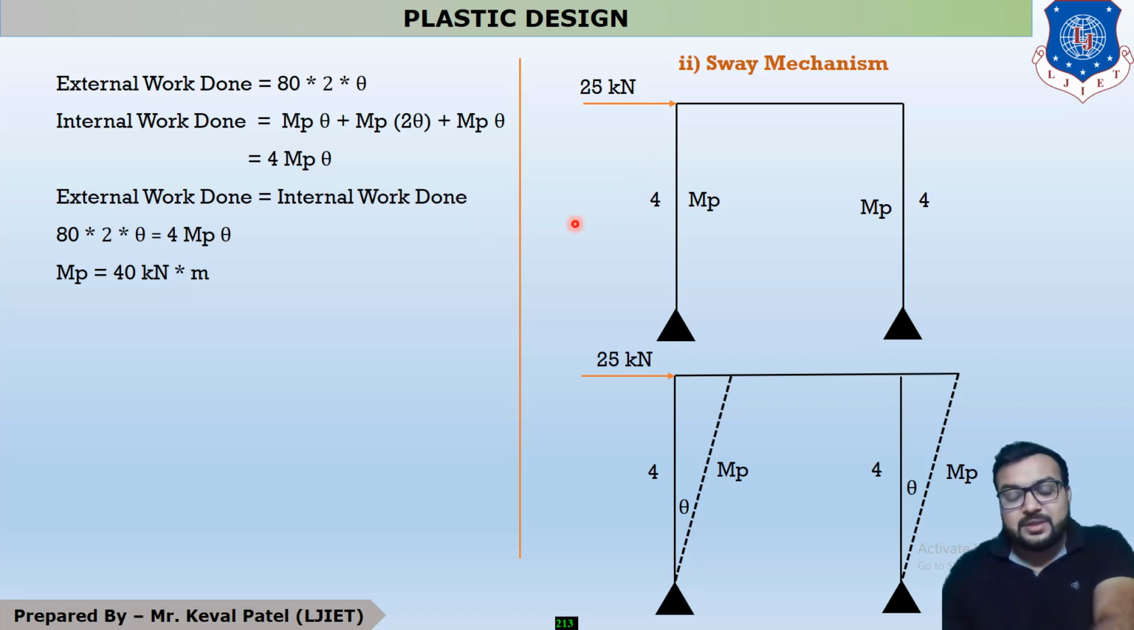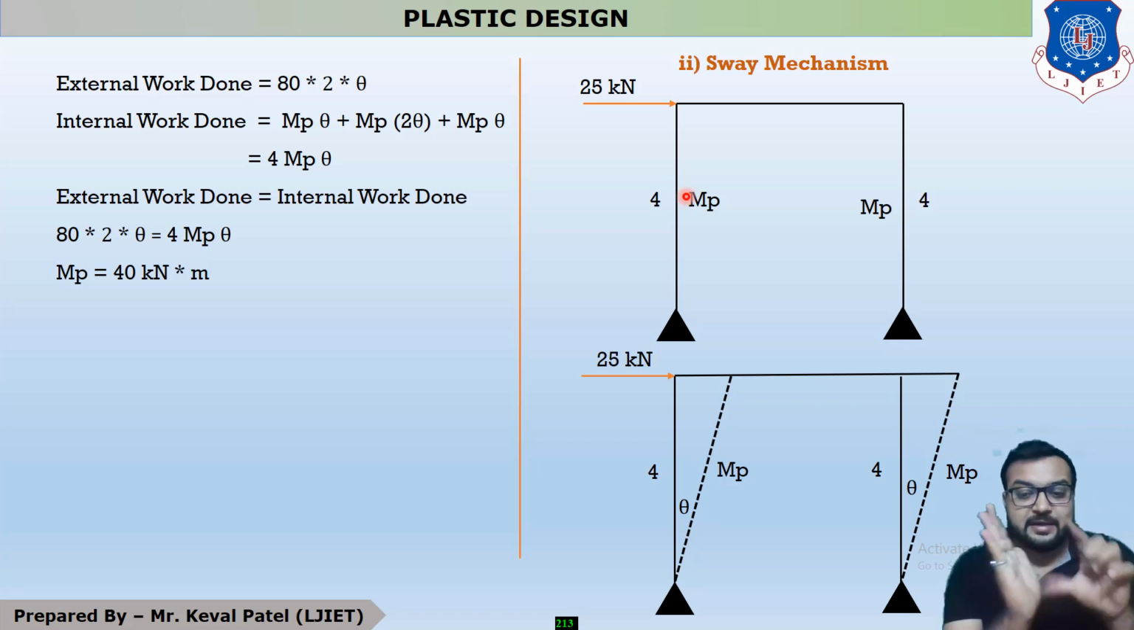Now this sway mechanism is very simple because there are only 2 points which take moment, and they are B and C. Now 25 kilonewton load is acting on the horizontal side, so your frame deflects like this, and this deflection is 4 theta because 4 is your length and theta is your deflection value. Now your external work done is 25 into 4 theta, which is equal to 100 theta.